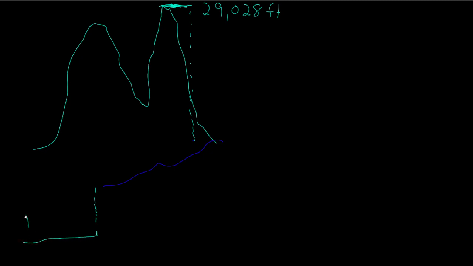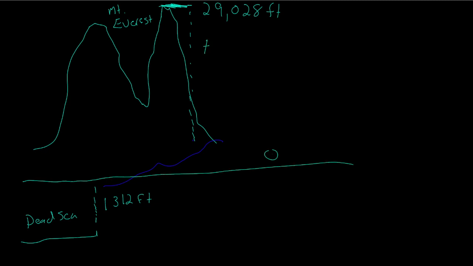But the Dead Sea is actually below sea level. So I'll put this is the Dead Sea. This is Mount Everest. And it's 1,312 feet below sea level. Well, if sea level is my 0 point, I can think of this as a positive number, and this is a negative number. But the distance between two things is a subtraction, right? Well, I'm looking at 2 points, A and B, and I want to find the distance between them.